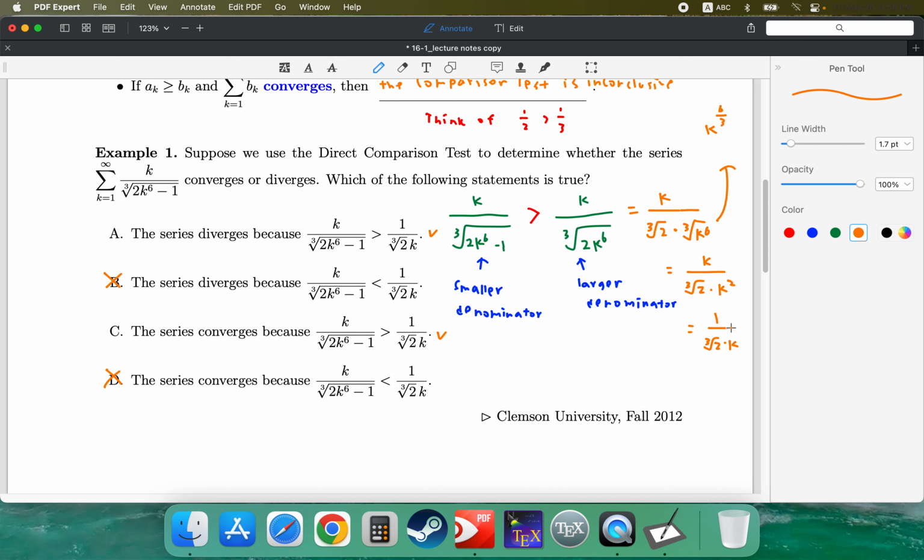Now this is the series we pick. So notice that this is not a series. This is a single term. So the series we pick should look like this: summation of 1 over the cubic root of 2 times k, k starting from 1 to infinity. So we will choose this series to compare with.